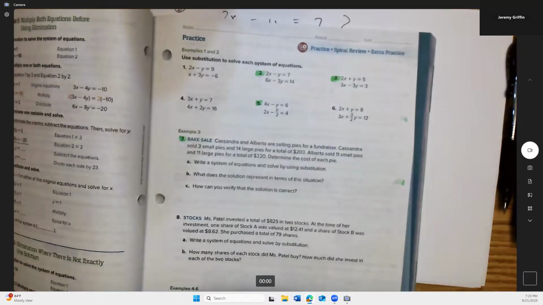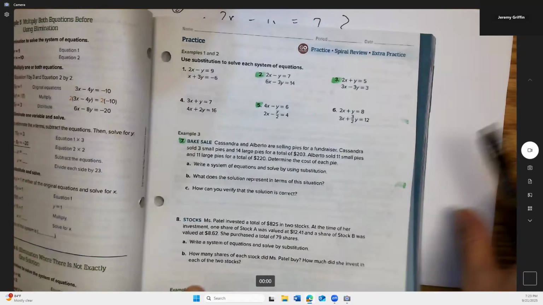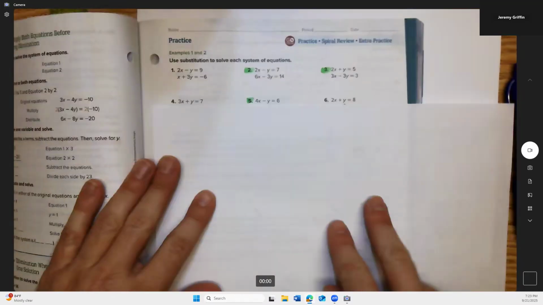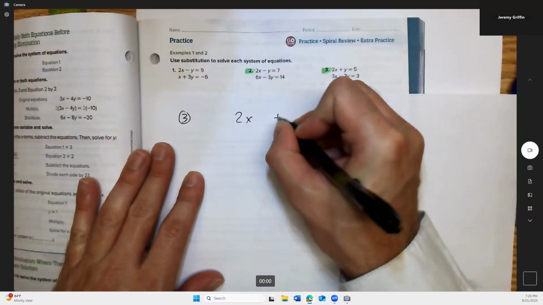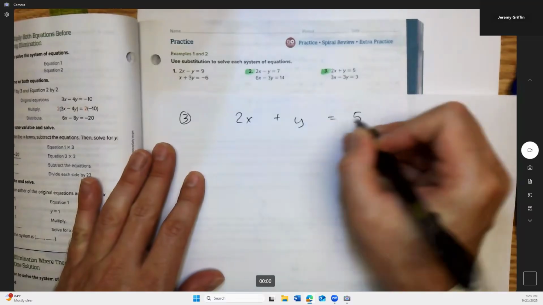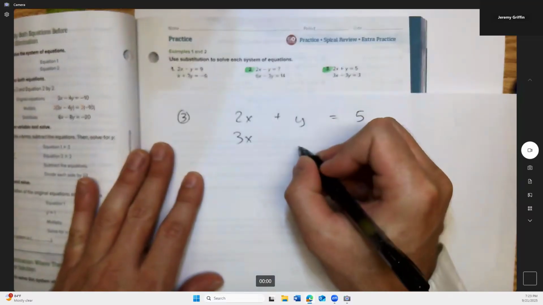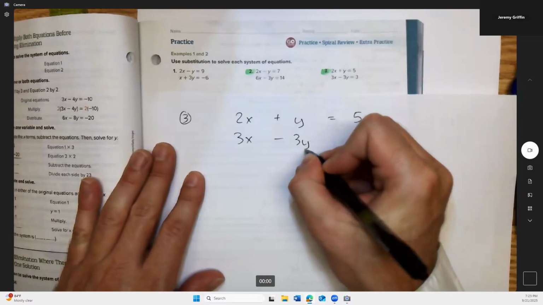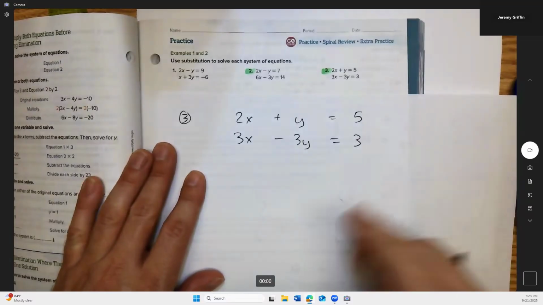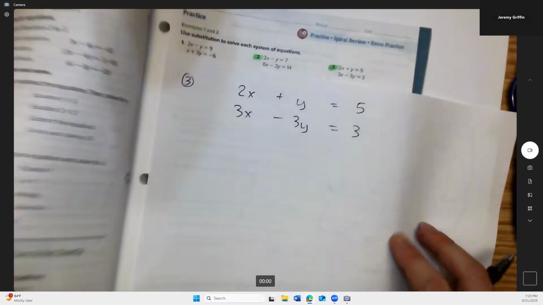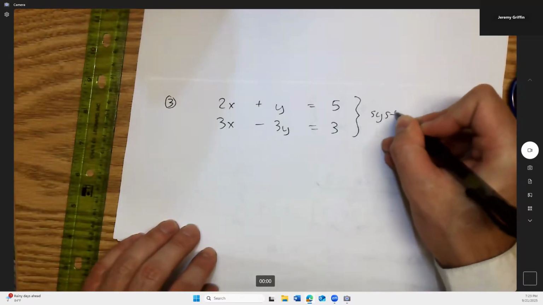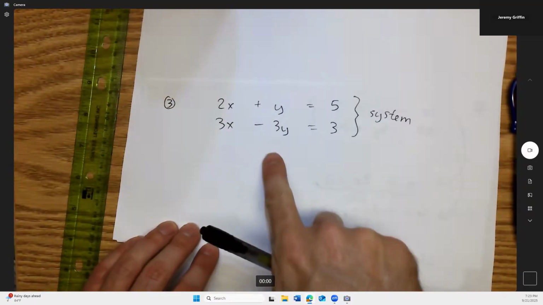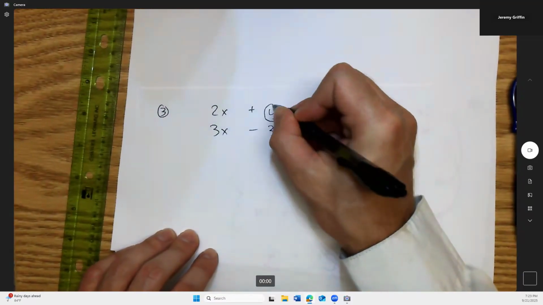Okay, let's try number 3. So number 2, number 5 both came out to no solution. How about number 3? Come on, number 3. 2x plus y equals 5. 3x minus 3y equals 3. Okay, yeah, this one's going to give us something. All right, so here's my system. Now, right away, I see this y is just hanging out by himself, sort of.